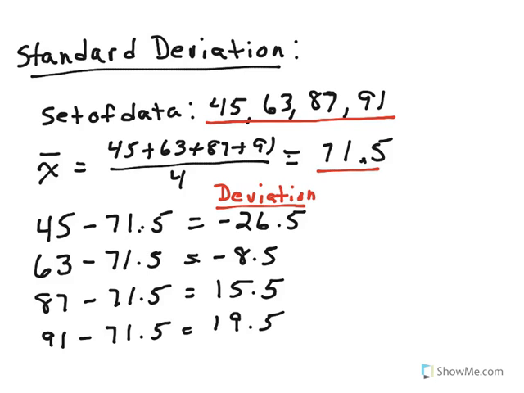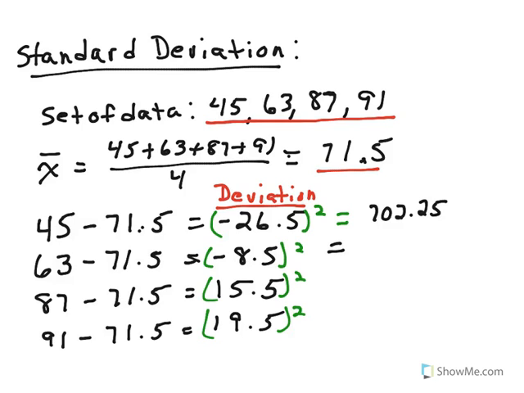Now we need to square each one of these deviations, every single one of them. Negative 26.5 squared equals 702.25. Negative 8.5 squared equals 72.25. 15.5 squared equals 240.25. 19.5 squared equals 380.25.